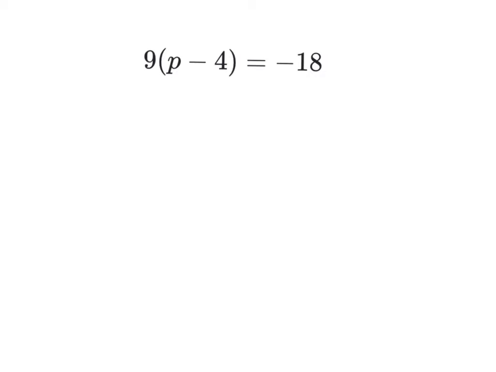This third one I have to distribute the 9. So I'm going to go 9 times p, which is 9p, and 9 times negative 4 is negative 36, is equal to negative 18. Circle the term that has the variable. So I've got 9p circled.